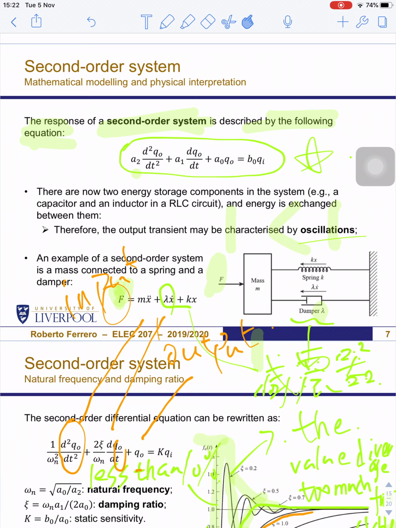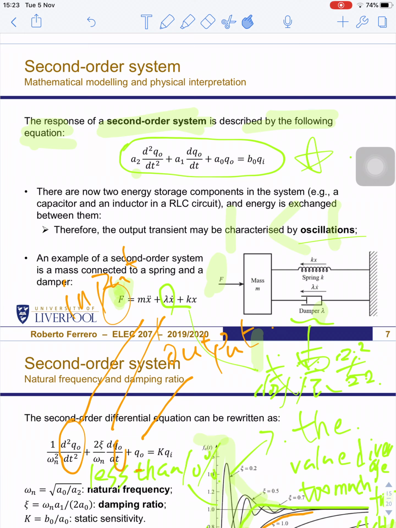For example, a spring and a damper. What is the spring? The spring is something where the energy will not disappear. But for the damper, it will change. You can just treat the damper as a spring with friction.